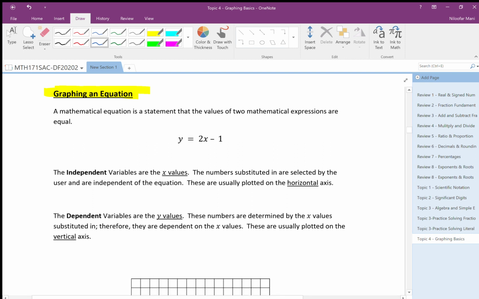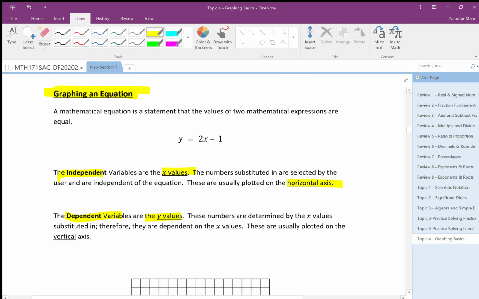Independent variables are on the x-axis. Variables that are there no matter what, okay? So variables you choose just whatever you want. They are independent variables. Okay, we plot them on the x-axis. So independent variables are on the x-axis, the horizontal axis. Dependent variables, however, have to be on the y-axis.